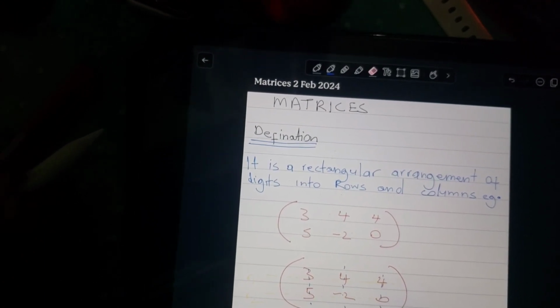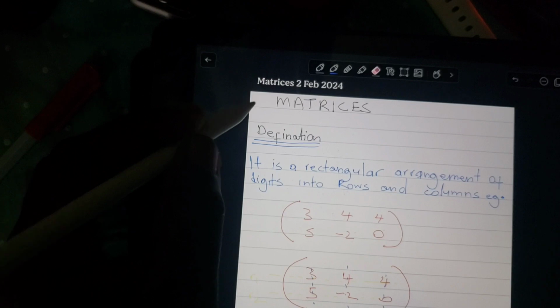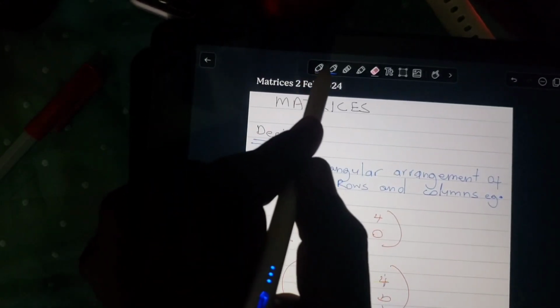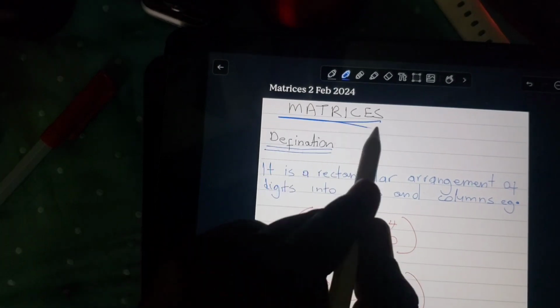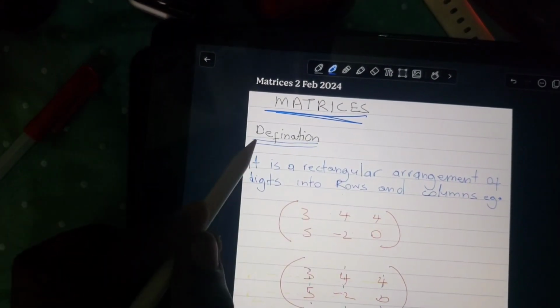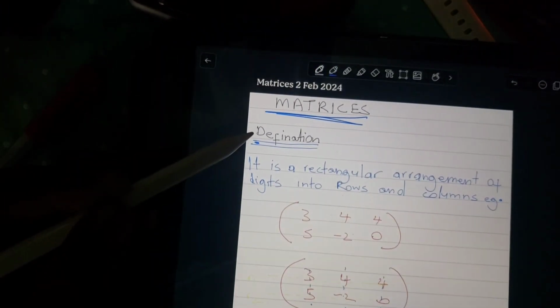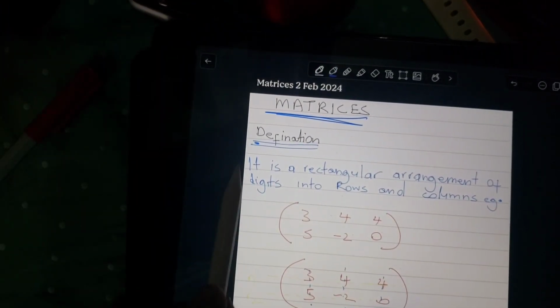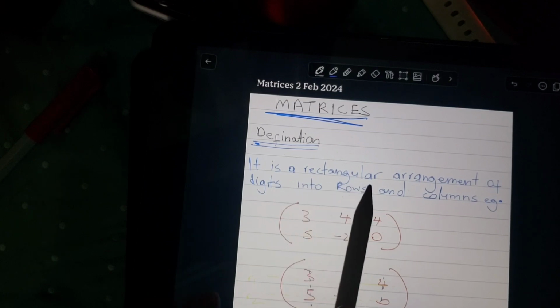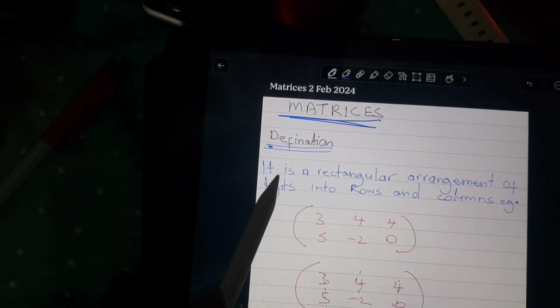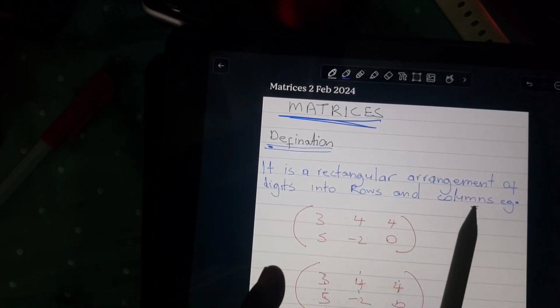Topic today, we are going to focus on matrices. The definition of a matrix: a matrix is a rectangular arrangement of digits into rows and then into columns, as you can see.